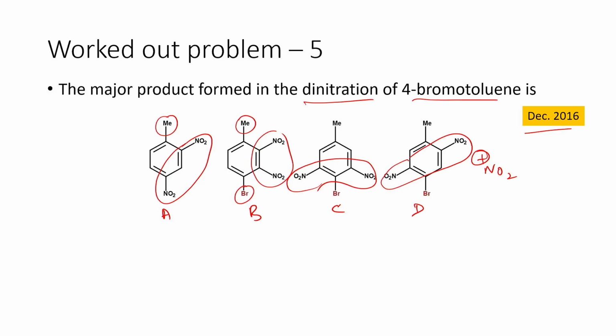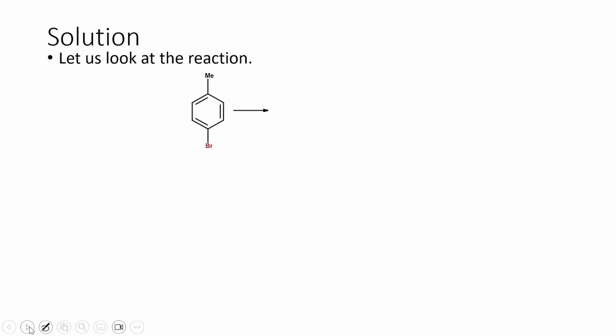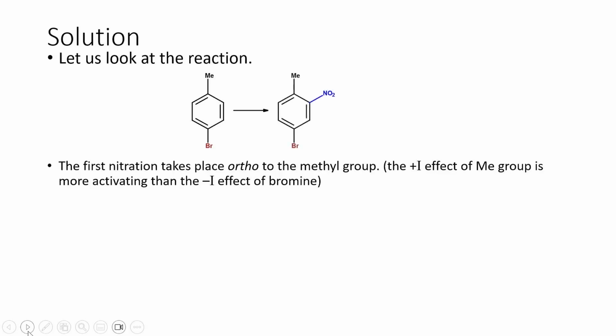Once we identify these two things, it becomes easy for us to predict the product. So let us look at how the reaction will actually proceed. As I mentioned, we have two effects that we have to look at. One is the methyl group's effect, the second one is the bromo group effect. We have a methyl group which has a plus I effect, so it is electron donating in nature. Whenever a plus I effect group is present, it will activate the aromatic system, especially the ortho and para positions.